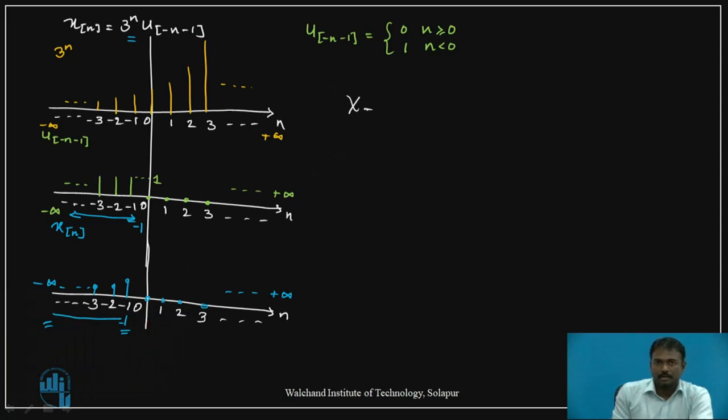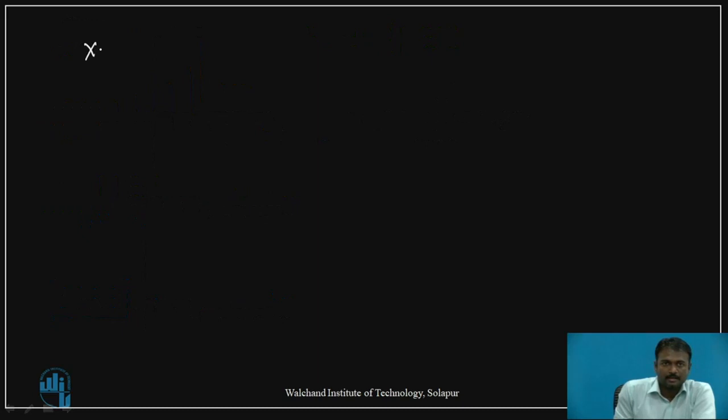Therefore, X(z) is written as summation n equal to minus infinity to minus 1 of 3 to the power n minus 3 to the power n z to the power minus n. X(z) is equal to summation n equal to minus infinity to minus 1 of minus 3 to the power n z to the power minus n here.